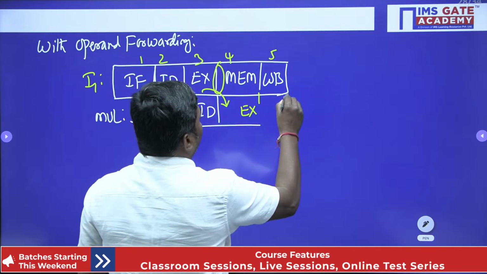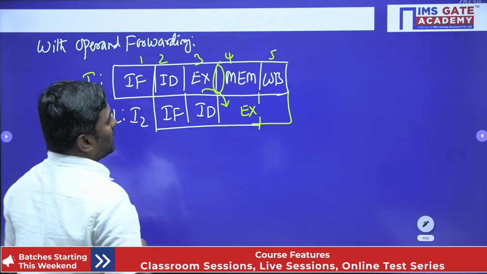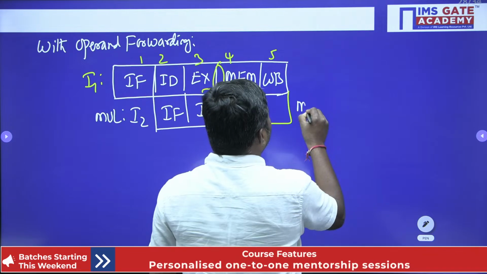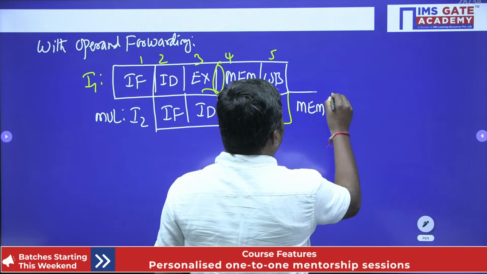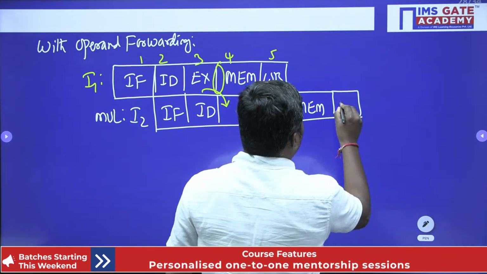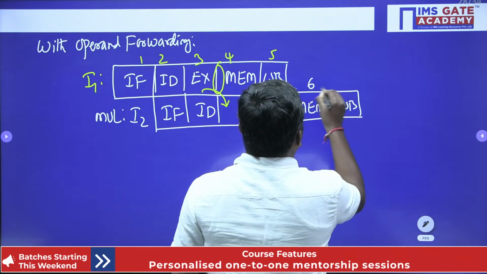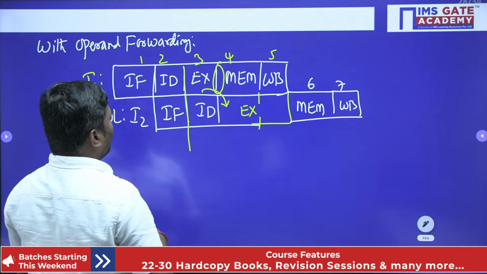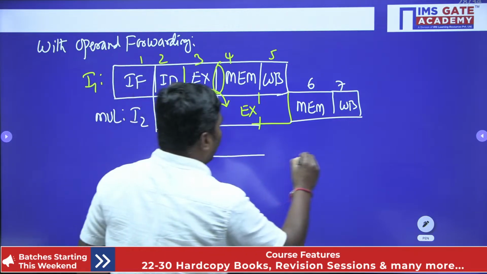The execution stage requires how many clocks? 2 clocks for multiplication, right? Yes, forwarding happened. Then here I'll do memory access, followed by write back. So clock numbers 6 and 7, right? Then followed by, what is next? Addition.